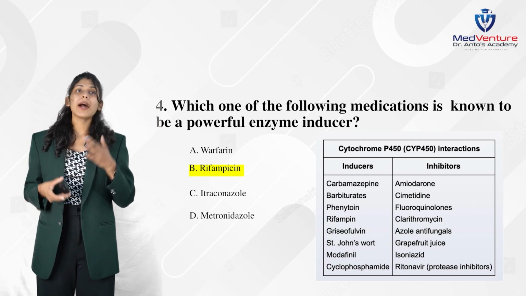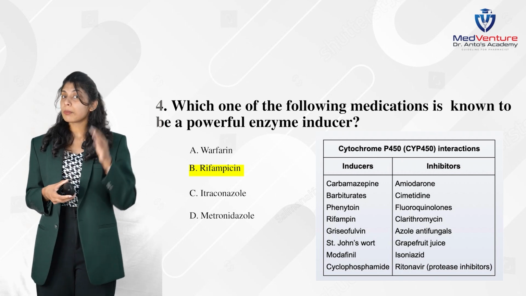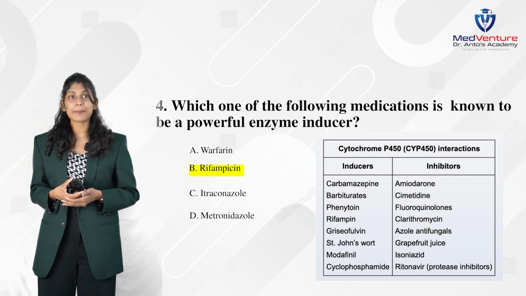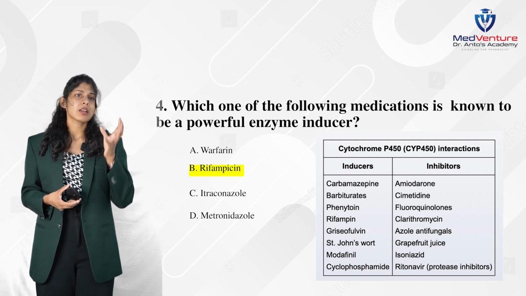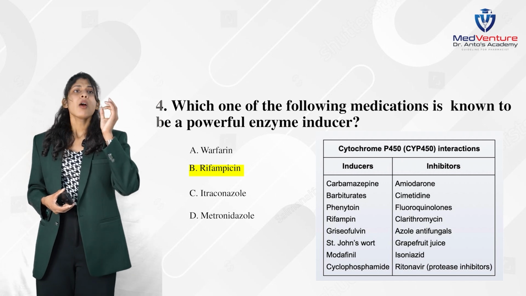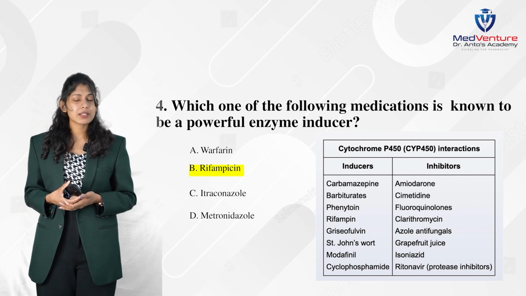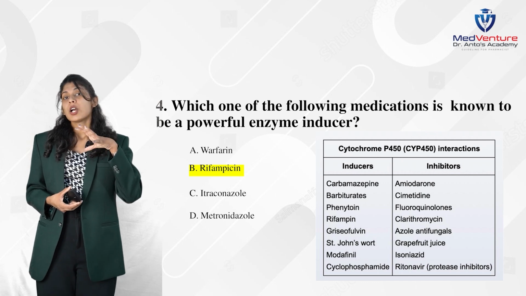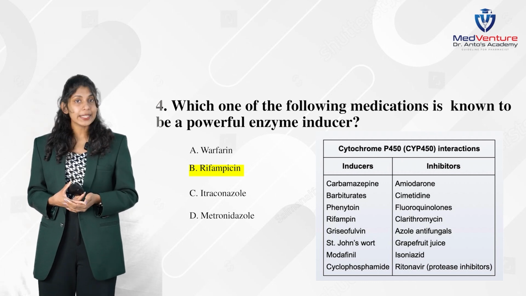So coming back to the question, which is the known powerful enzyme inducer? From the list we can choose rifampicin, warfarin, itraconazole, metronidazole. These are all enzyme inhibitors, itraconazole and metronidazole especially. Warfarin, if you take it with an enzyme inhibitor, what happens? You will have reduced metabolism of warfarin, the INR will be high, and you'll have bleeding.